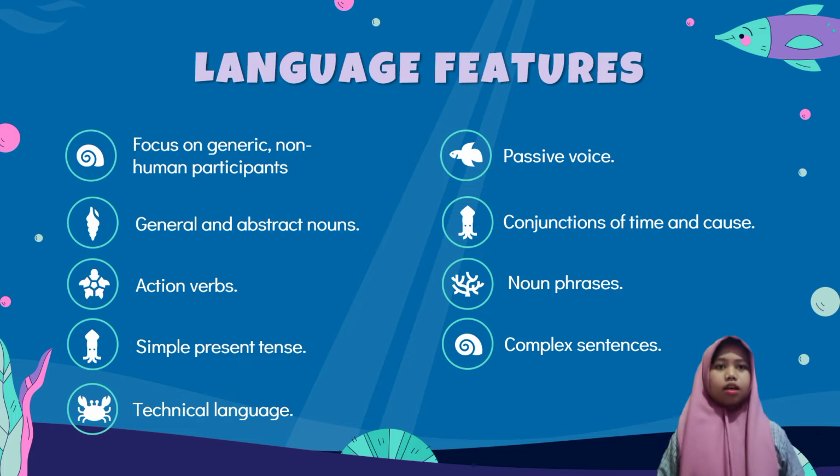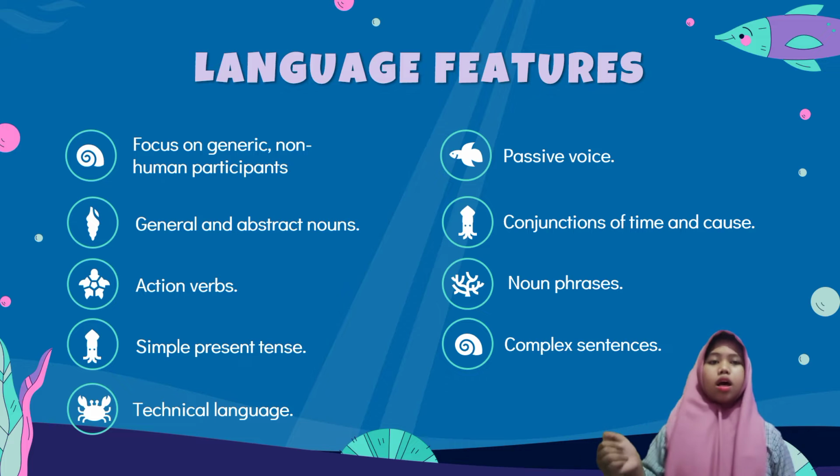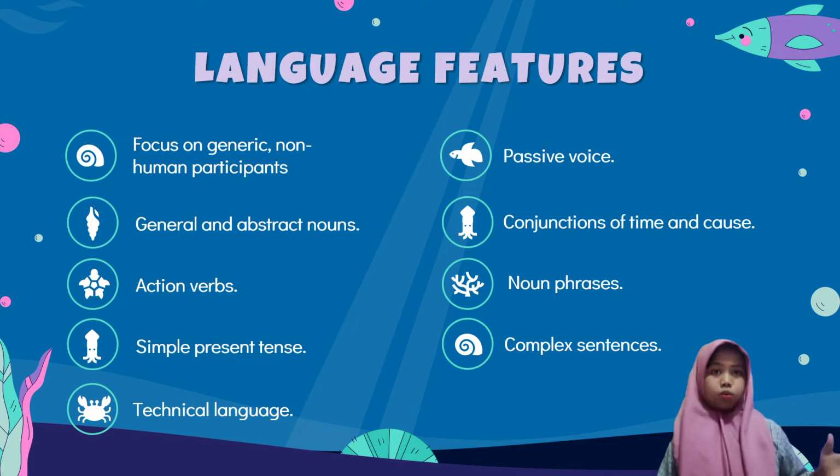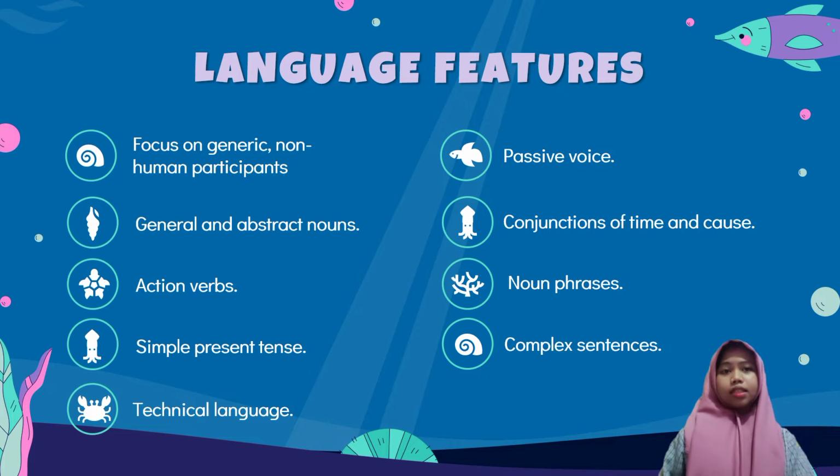Third is the use of action verbs, for example look and swim and push. The next language feature is the use of simple present. Simple present tells about something that happened or something that continues to happen. The use of passive voice, the use of conjunctions of time like before and after. The use of conjunctions of cause like as a result and because. The use of noun phrases, the use of complex sentences, and the last is the use of technical language.